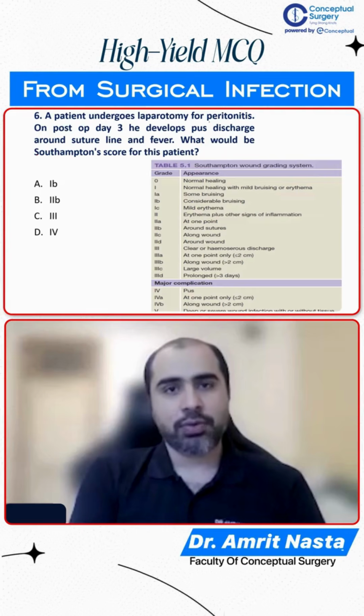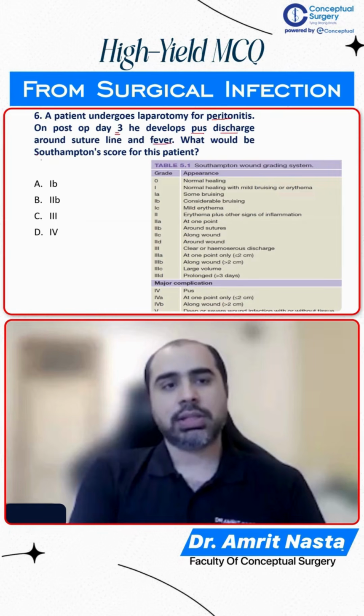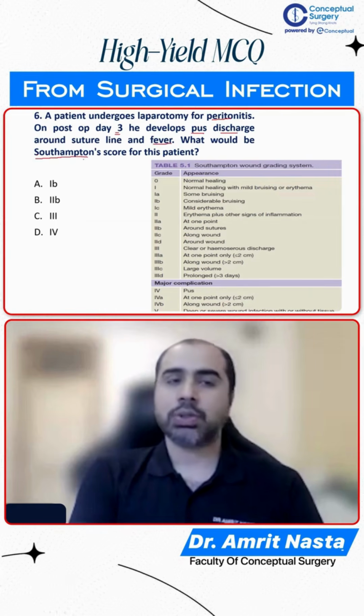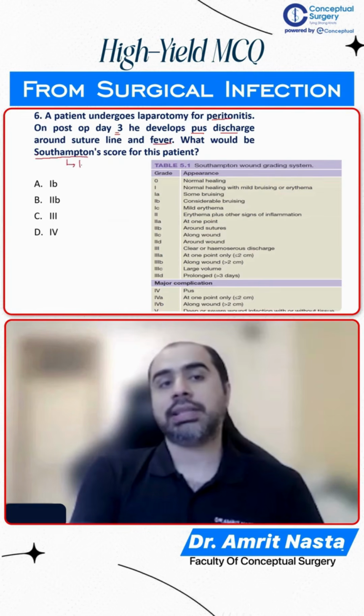Patient undergoes laparotomy for peritonitis. On post-op day 3, he develops pus discharge around the suture line and fever. What is the Southampton score? So Southampton score and the other one is ASEPSIS score.